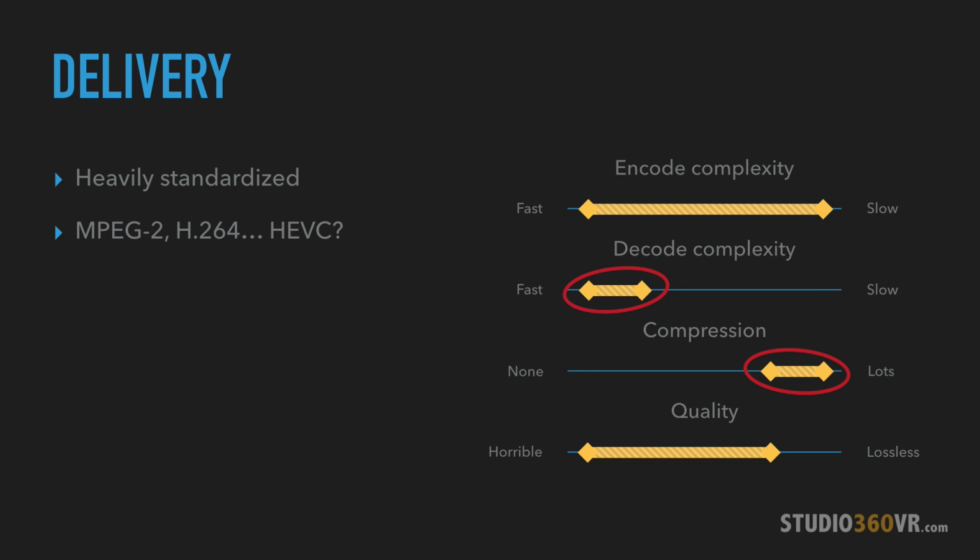And because it's not a symmetrical process anymore, you encode the video once and it gets decoded, in some cases millions of times, there's no incentive to reduce the encode complexity. In fact, the encode complexity is just astronomical on a lot of these delivery formats now.